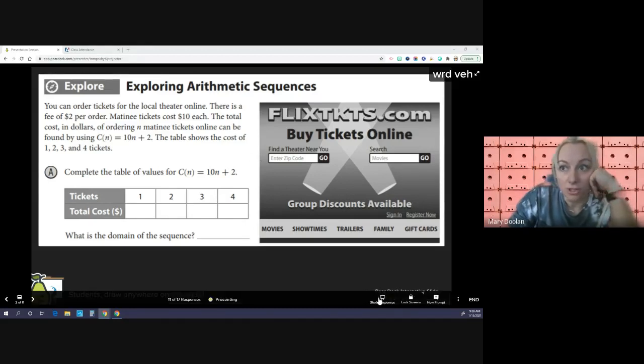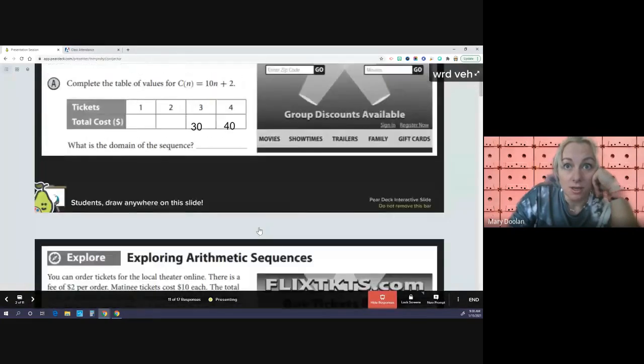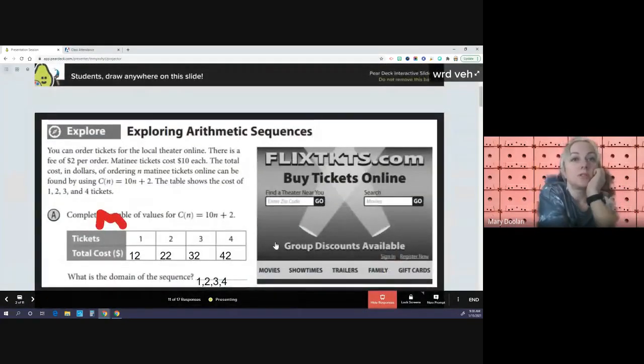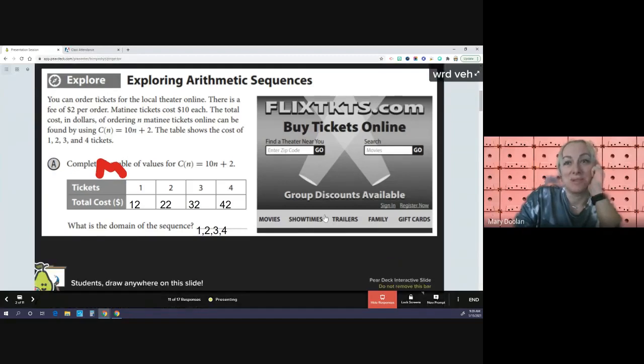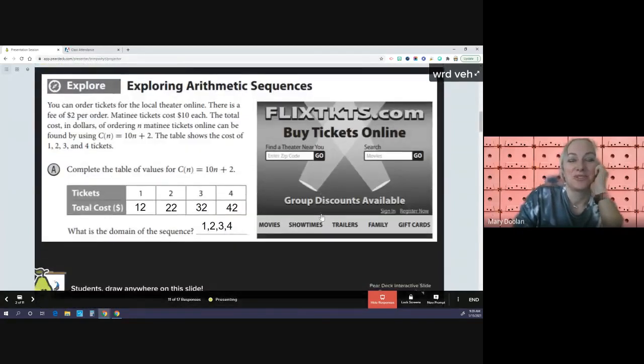Okay, I'm going to go ahead and show our responses. Right here, this person has the correct values for the cost: 12, 22, 32, 42. This is correct. And the domain of the sequence is 1, 2, 3, 4. That's absolutely correct. My guess is maybe this is Mauricio because there's an M there. I don't know for sure. I'm sure Mauricio will tell me if it is him.